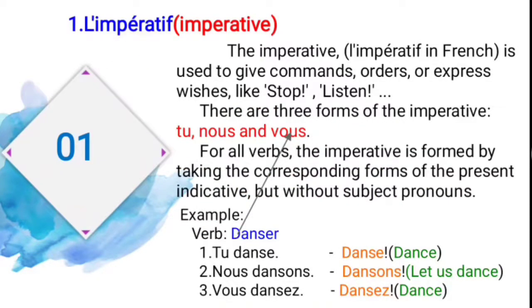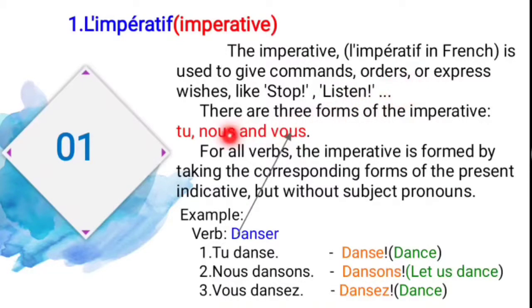L'impératif means what? Imperative sentence. So what is meant by imperative sentence and what is the usage of the imperative sentence? The imperative in French is used to give commands, orders or express wishes, like stop, listen. So these are the commands. For this purpose only we are using the imperative.